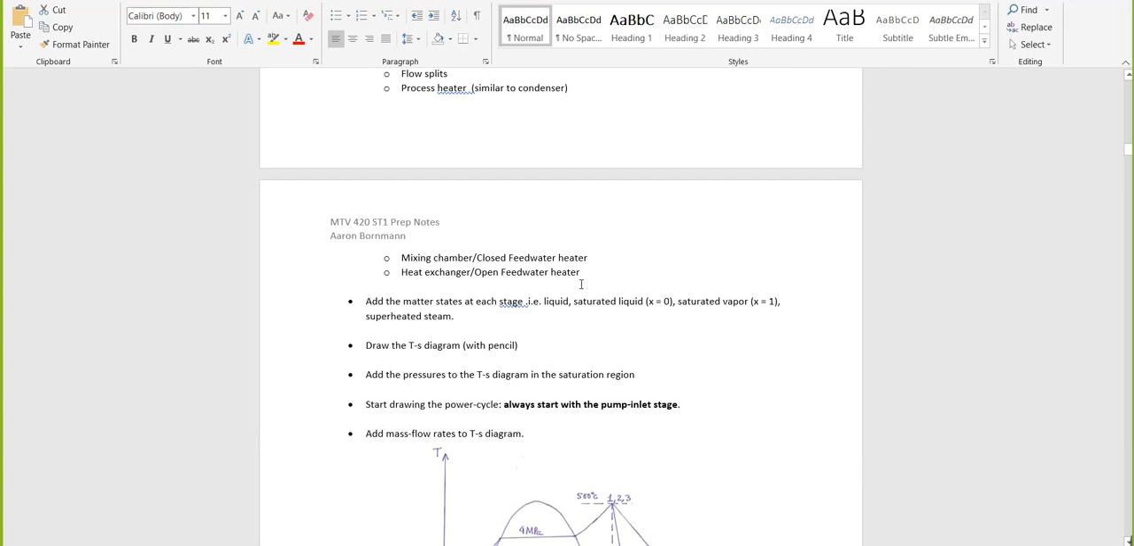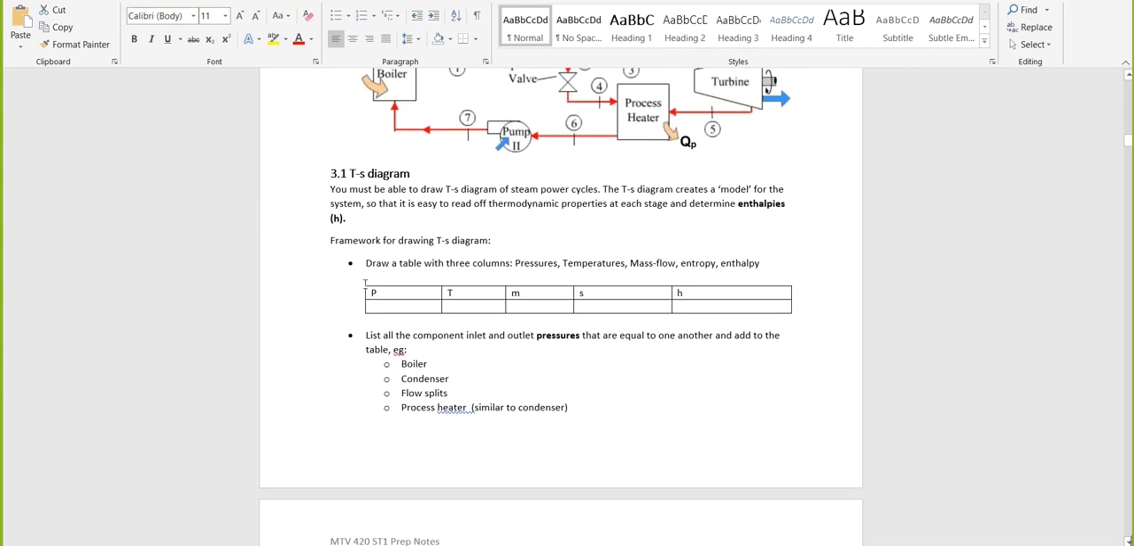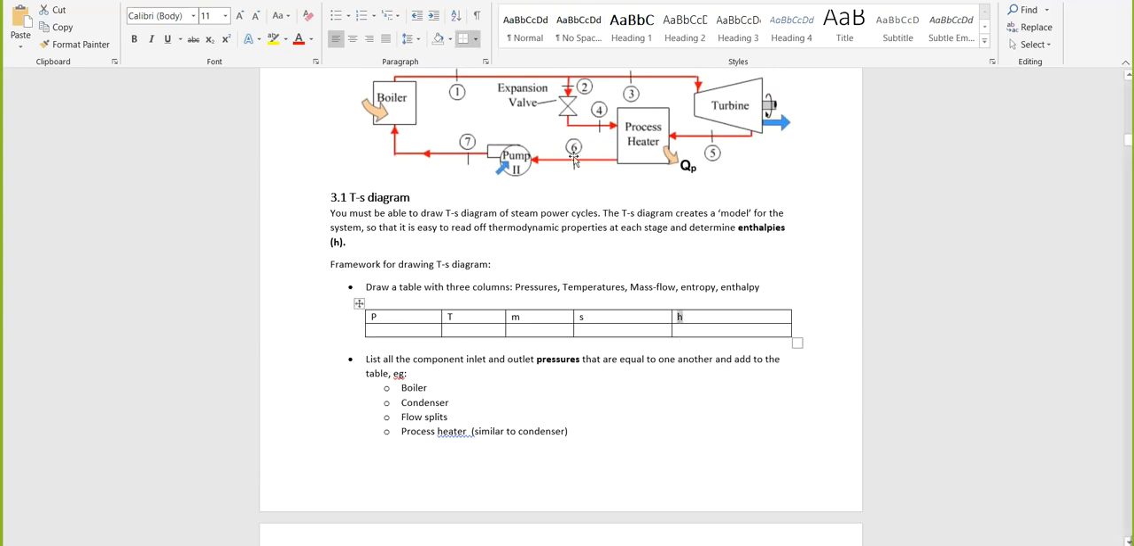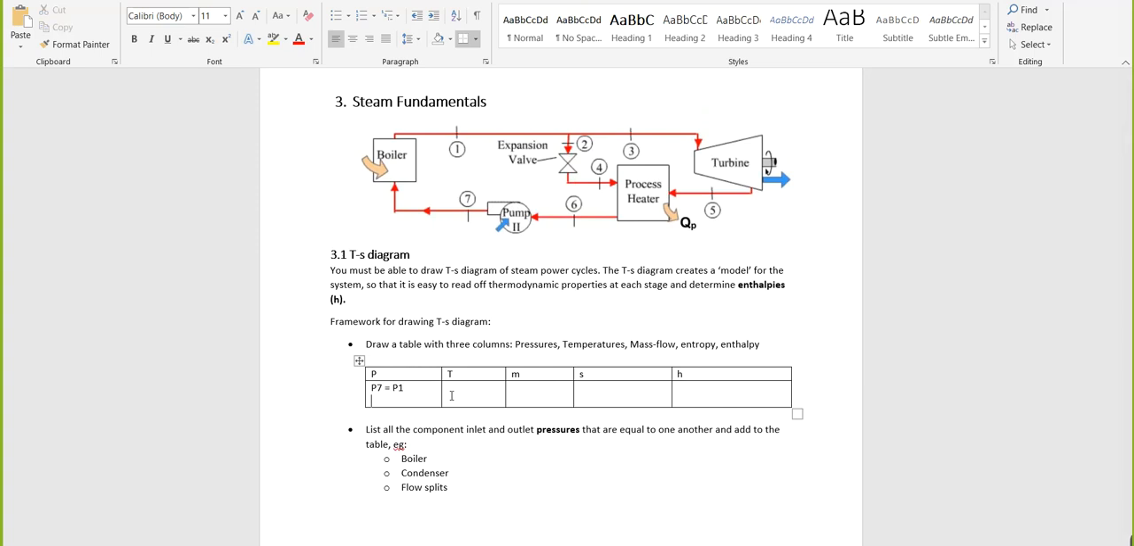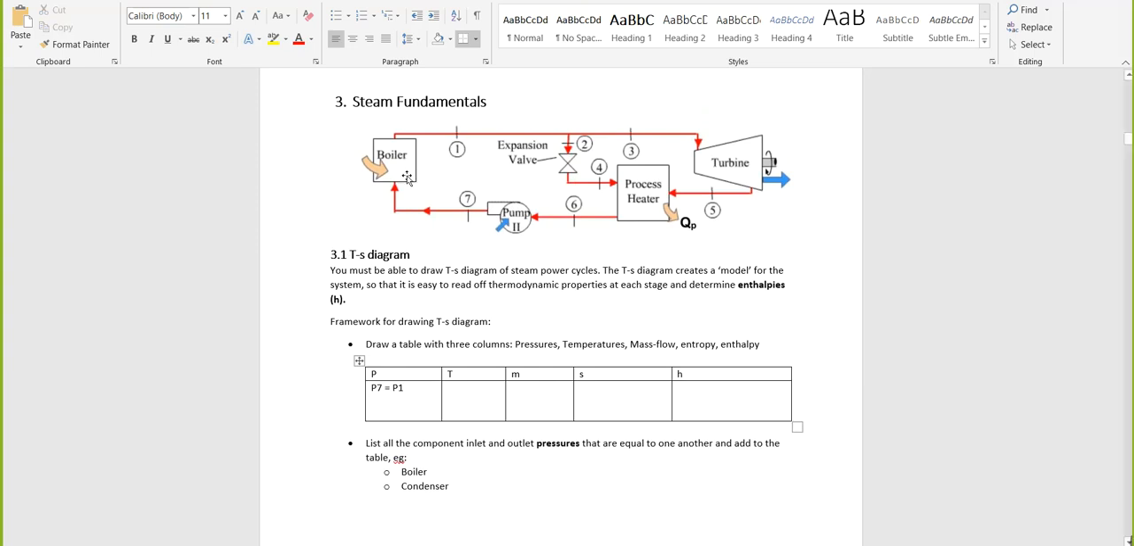Okay, so once you've listed all your pressures and your temperatures and your mass flow rates and your entropies and your enthalpies for the states, right? So for example, let's do an example breaking down this specific question here. If we break down this question, we know that P7 equals P1, because going through the boiler, it's always going to be constant pressure. And the most important part to draw a TS diagram is actually these pressures.